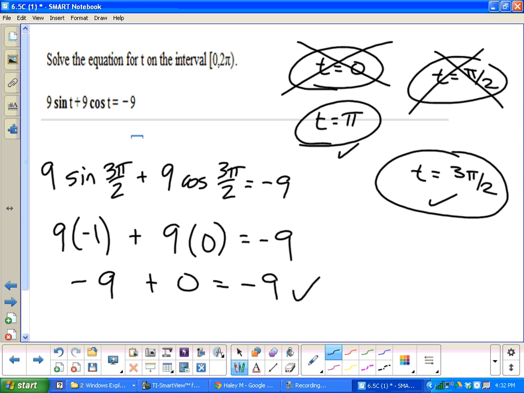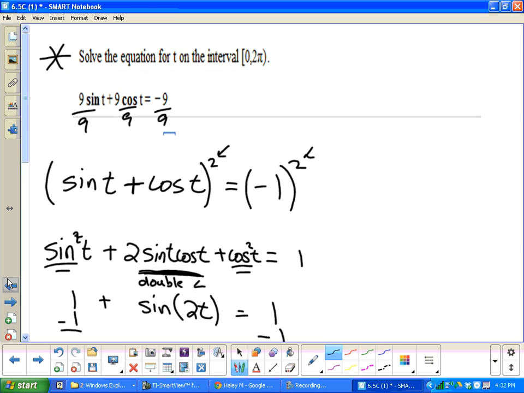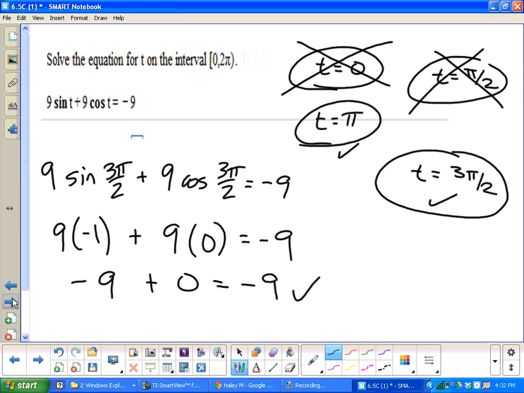So out of the 4 solutions here, only 2 of them worked. And that's usually what you get. When you square both sides, it's usually going to eliminate half of your solutions. So go back. When I squared both sides in this step, that means I was going to have to check for extraneous solutions.